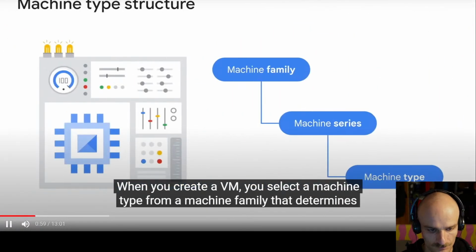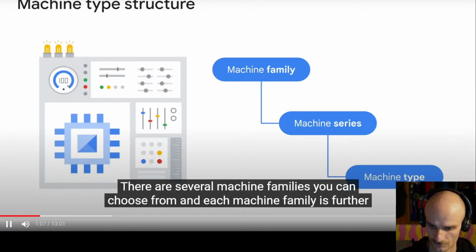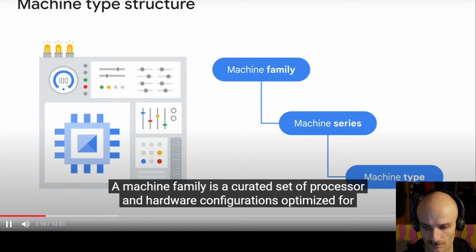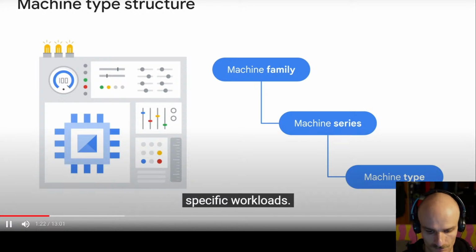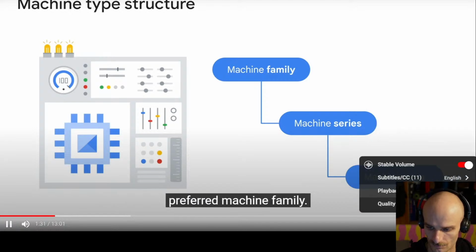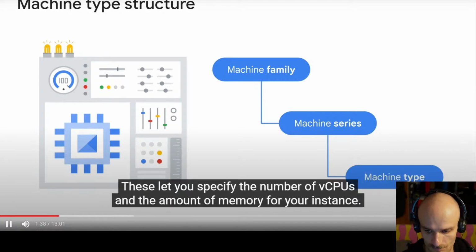When you create a VM, you select a machine type from a machine family that determines the resources available to that VM. There are several machine families you can choose from, and each machine family is further organized into machine series and predefined machine types within each series. A machine family is a curated set of processor and hardware configurations optimized for specific workloads. When you create a VM instance, you choose a predefined or custom machine type from your preferred machine family. Alternatively, you can create custom machine types. These let you specify the number of virtual CPUs and the amount of memory for your instance.